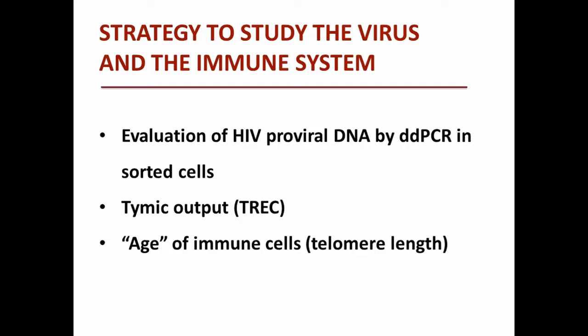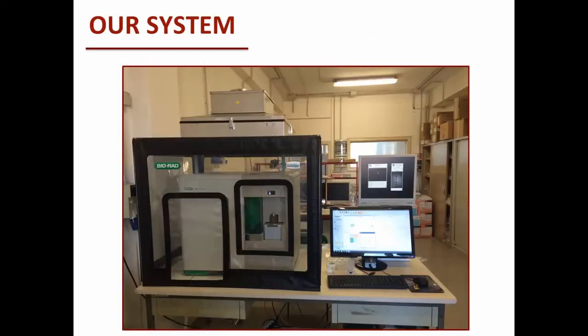Well, we have set up different technologies. One, to evaluate the HIV proviral DNA by digital droplet PCR in highly purified sorted cells. We have also measured the presence of thymic output by measuring TRECs. And finally, we also measure the age of immune cells by analyzing the telomere length. The system that we use now, as I mentioned before, is a cell sorter, which is an S3 instrument from Bio-Rad, of course, and a cabinet. This is a biosafety cabinet that allows you to work with infected cells without any risk for the operator.